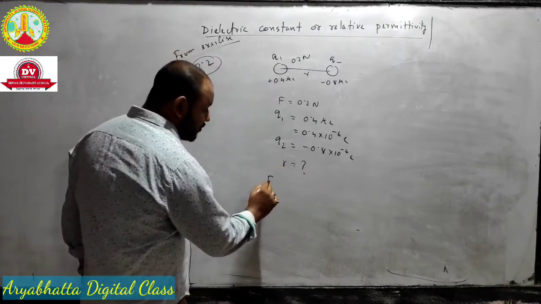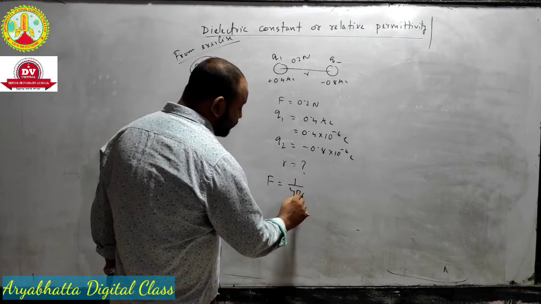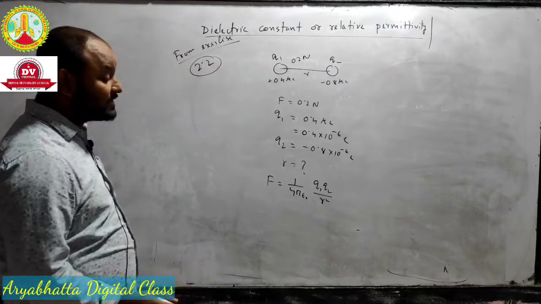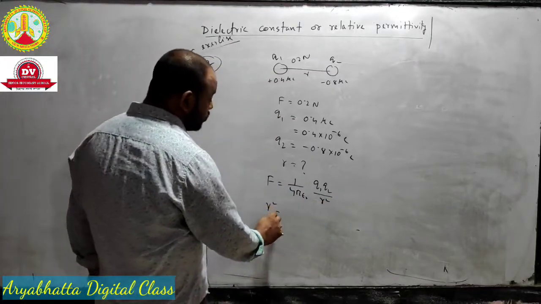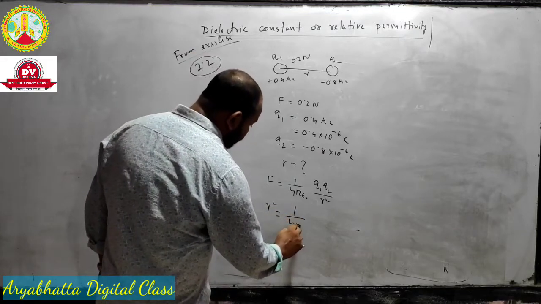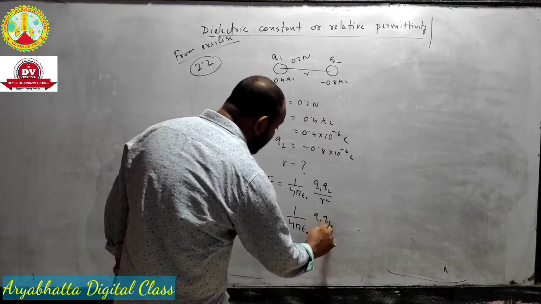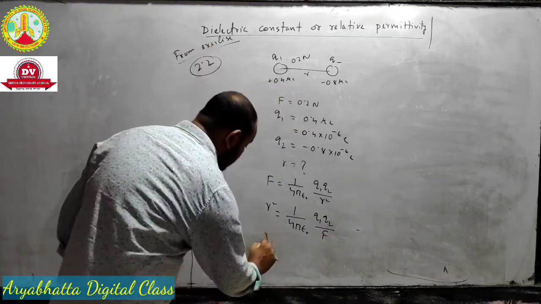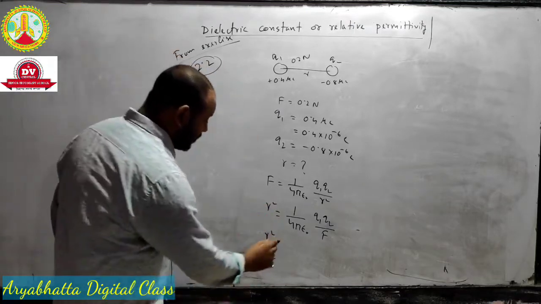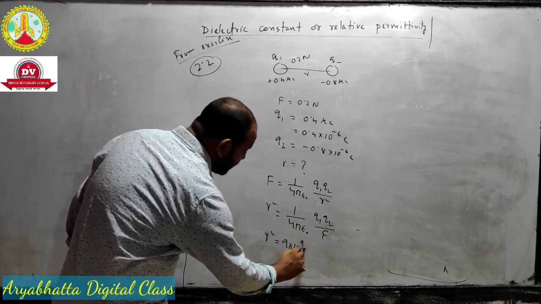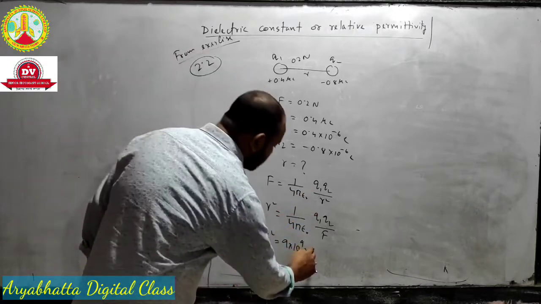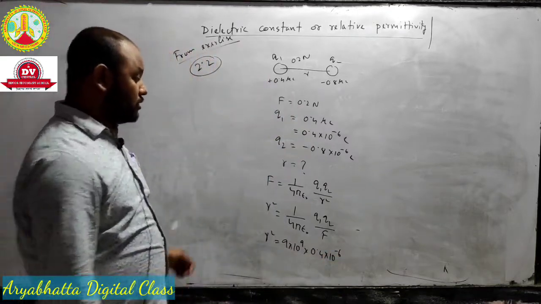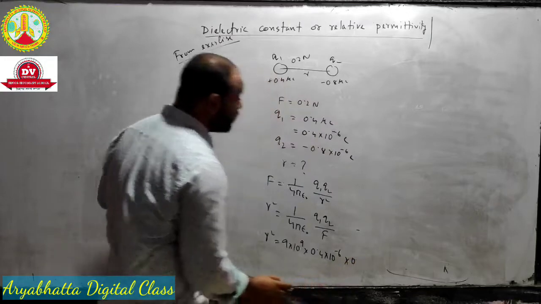According to Coulomb's law, F will be equal to 1 by 4 pi epsilon naught Q1 Q2 by R square. We need to find the distance between them, that means we need to find R. So R square will be equal to 1 by 4 pi epsilon naught Q1 Q2 by F. Here the value of 1 by 4 pi epsilon naught is 9 into 10 to the power 9. Q1 is 0.4 into 10 to the power minus 6, and Q2 is 0.8.